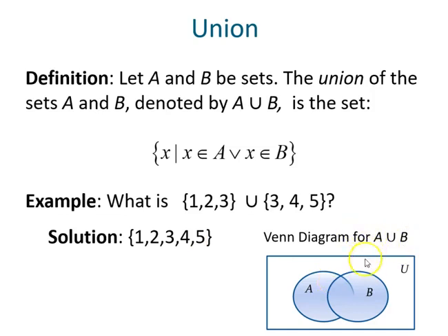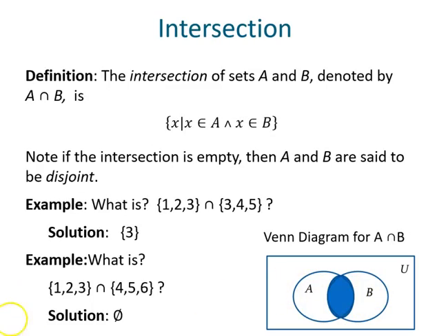And here is the Venn diagram of the union. The inside of this ellipse A represents the set A. The inside of this ellipse B represents the set B. And the shaded region represents the union of A and B.